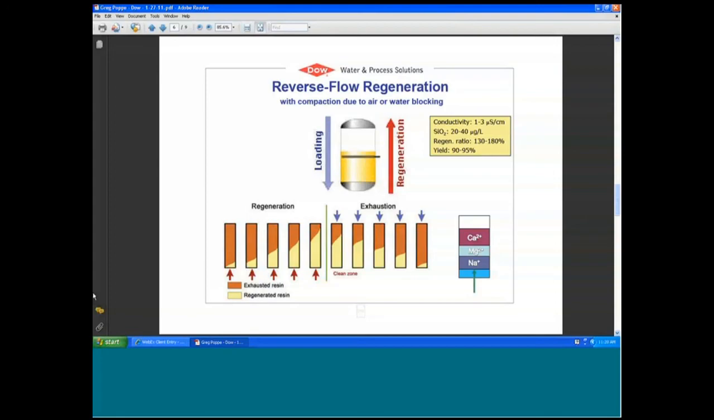But overall then, as you can see, everything is improved fairly dramatically from the standpoint of conductivity to silica removal, and finally the yield. And again, there will be a summary table at the end that puts that all together.